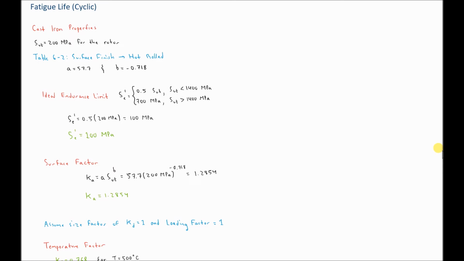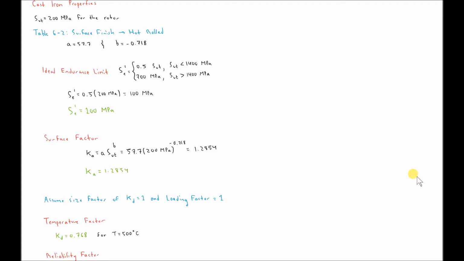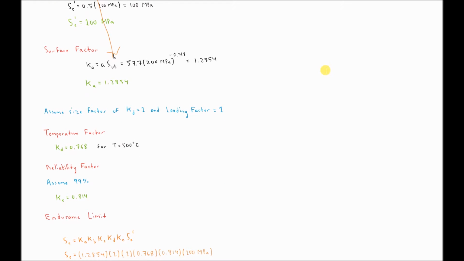The material we used for the rotor was cast iron, which has an ultimate tensile stress of 200 megapascals. First, we have to calculate the endurance limit, which can be found by multiplying the ideal endurance limit by the correction factors. The ideal endurance limit is half of the ultimate tensile strength, since the ultimate tensile strength is less than 1400 megapascals. Next, to find the surface factor, we assume the surface finish to be hot rolled, which gives us our A and B values, which we plug into the surface factor equation to get a value of 1.2854. For the size factor and loading factor, we assumed 1.